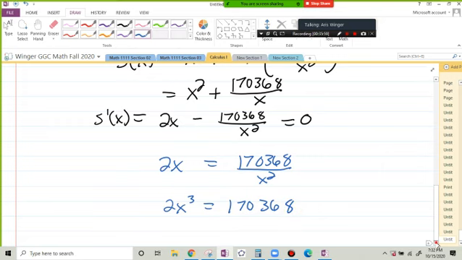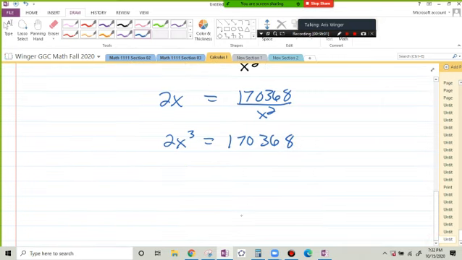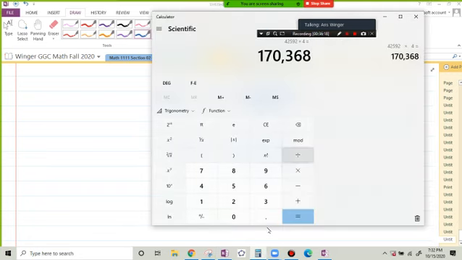And the hope is that they actually gave us a perfect cube, right? So x cubed is 170,368 divided by 2. And let's see what that is. X cubed equals 85,184. Cube root. Is there a cube root power?